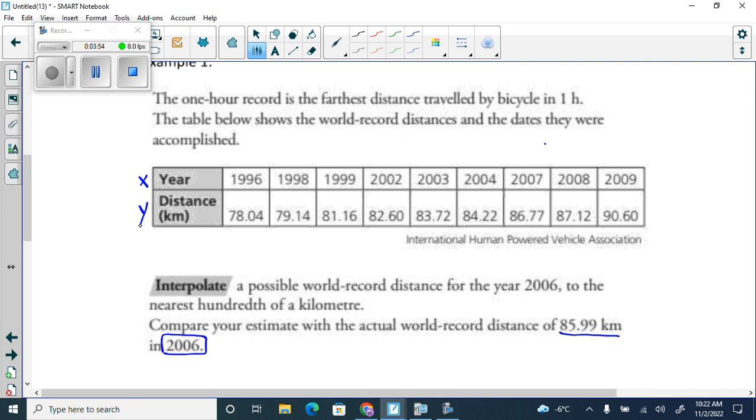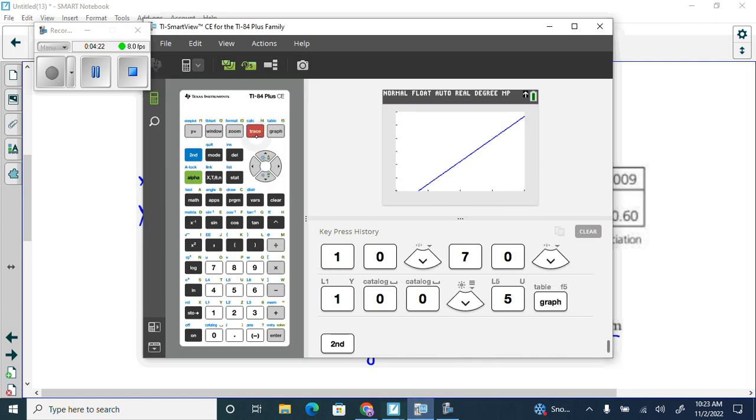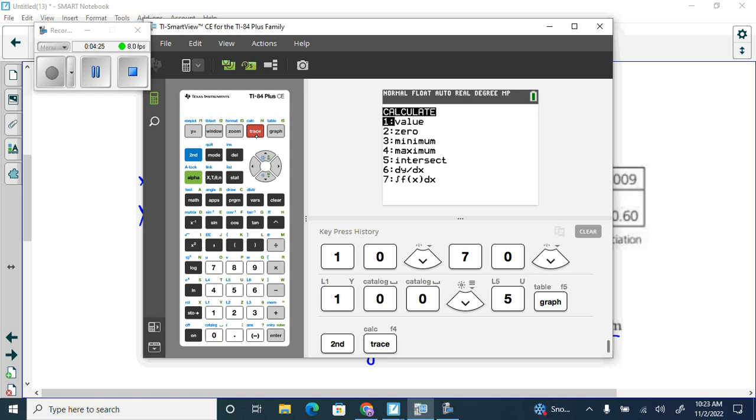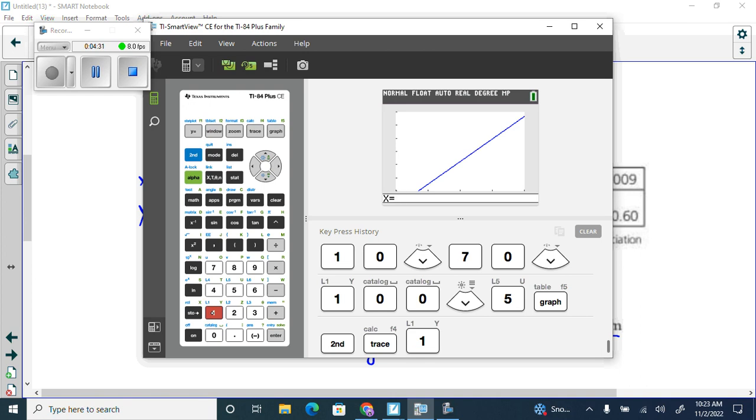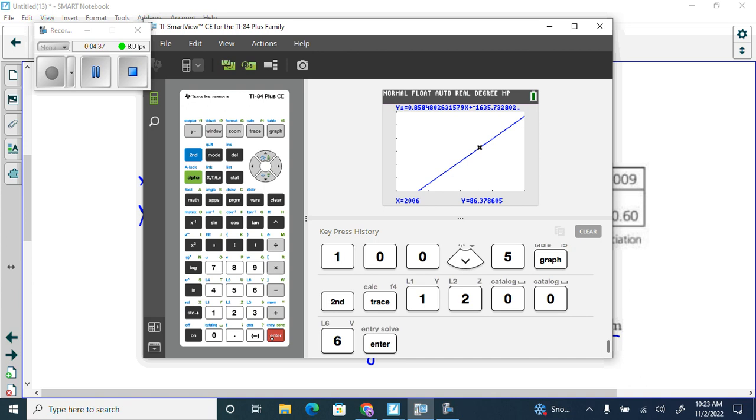X, you said it first. They gave me X because they gave me the year, and the year is in the X spot, correct? So I know X equals 2006, and I want to know what Y equals. On my little chart, it says, determine Y when X is known. So press calc. How do I press calc? Second trace. And when I know X, I will always press value. Anytime I'm given an X, I can press value, and it will kick out a Y. So now I enter 2006, and it kicks out 86.38.